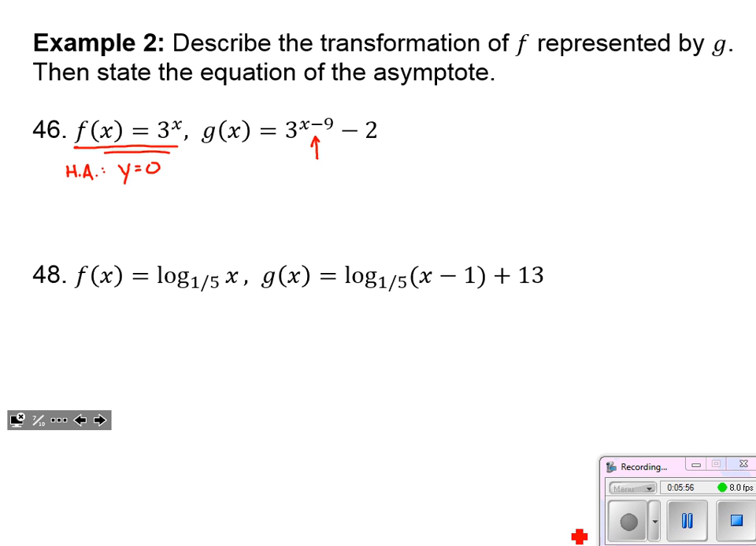G of x, what they're doing is they are subtracting 9 from the input, so it's shifted to the right 9 units. And then they subtract 2 outside that exponential term, so it's also shifting down 2 units. And since they've shifted that whole graph down, they've also shifted the horizontal asymptote down. So my horizontal asymptote on g is y equals -2.